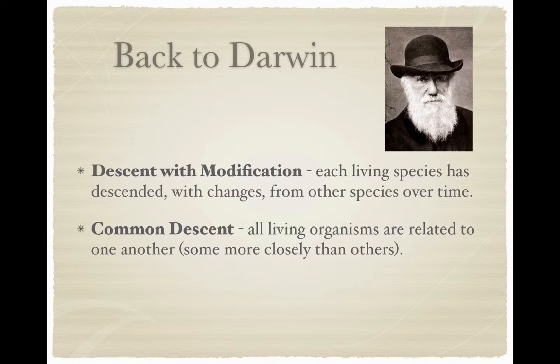Darwin even went so far as to propose common descent, that all living organisms are related to one another. Some species would, of course, be more closely related to certain species than others. This was and still is a very controversial idea. It is an idea that has some evidence to support it, and we will talk about the types of evidence that scientists use, but it is not an idea that has been proven.